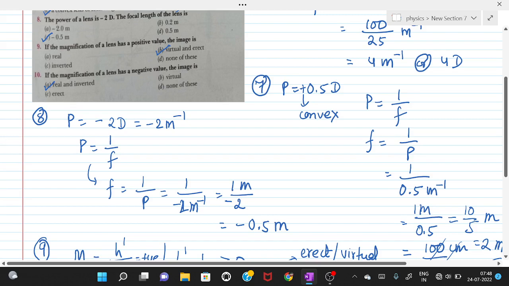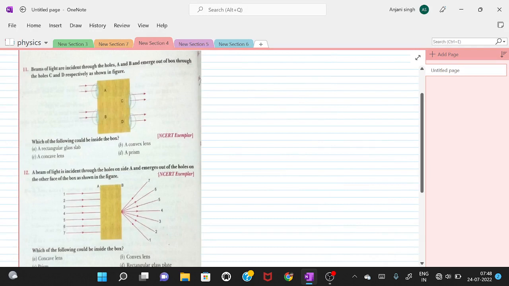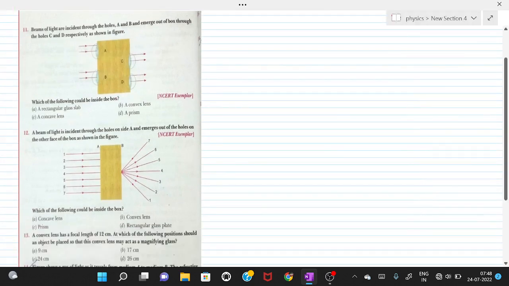Now we are going to see question number 11. Question number 11 is a very beautiful question, and many students get doubt in it. Let's read it first. Beams of light are incident through the holes A and B and emerge out of the box through the holes C and D respectively, as shown in the figure. Which of the following could be inside the box?